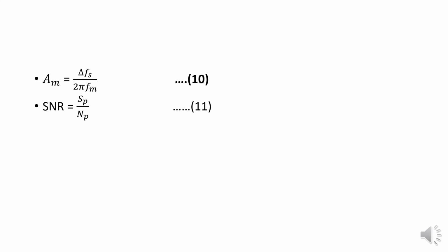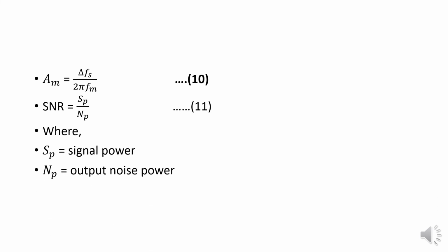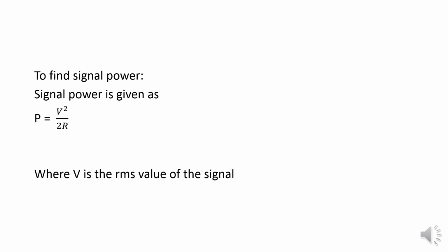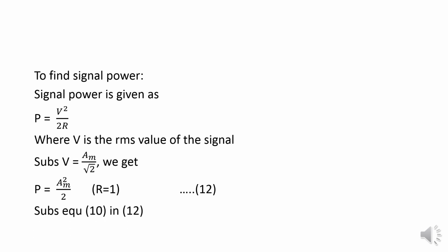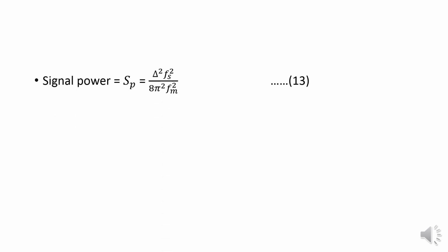Here we have to calculate the SNR, which is equal to Sp divided by Np, where Sp is the signal power and Np is the output noise power, and Ts is the sampling period. To find signal power, the signal power is given as P equals V square divided by 2R, where V is the RMS value of the signal. Substituting V equal to Am divided by root 2, we get P equal to Am square divided by 2, where the resistance R is assumed to be 1. Substituting equation 10 in equation 12, the signal power Sp is equal to del square Fs square divided by 8 pi square Fm square.